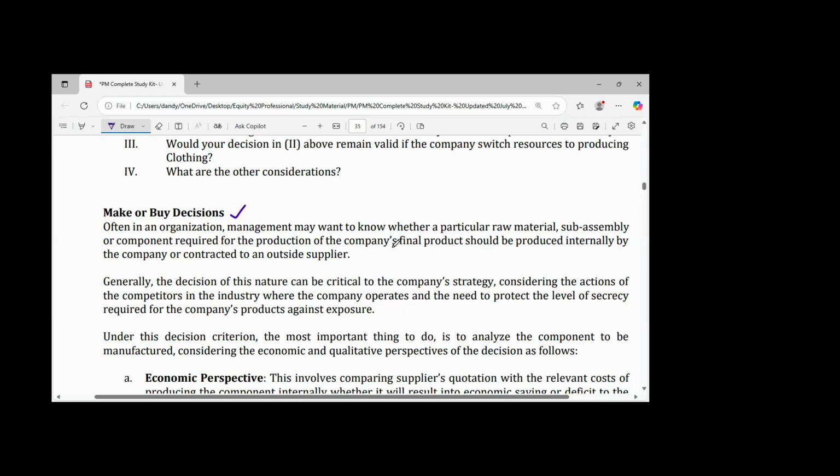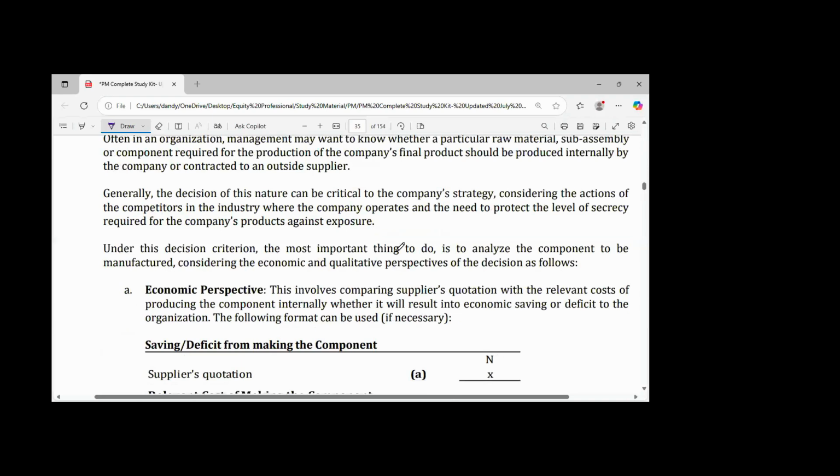This is why management is thinking on whether they should make or buy the components, the sub-assembly, or the raw material from an external contractor. Now, the decision under this circumstance should be looked into from two perspectives: the economic perspective, then the qualitative factors.